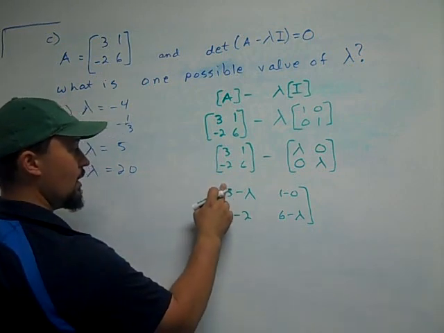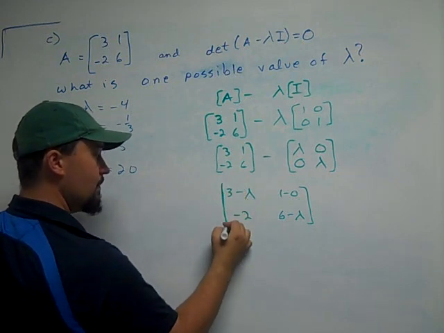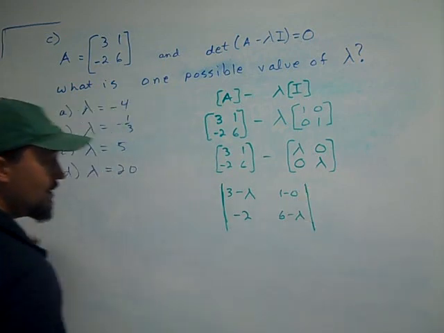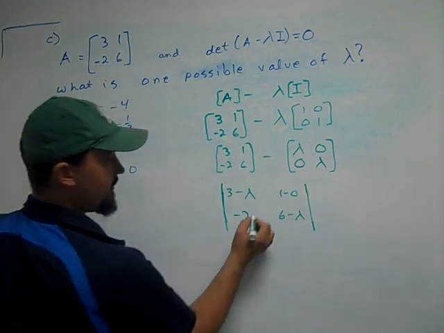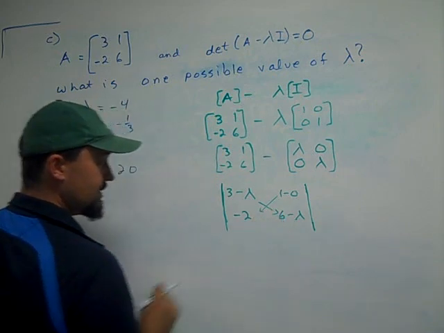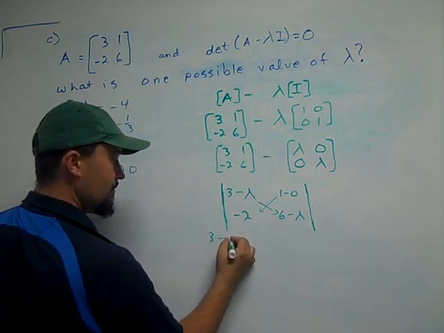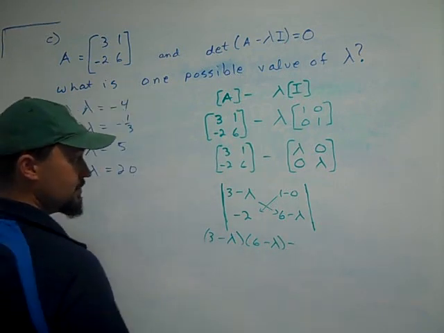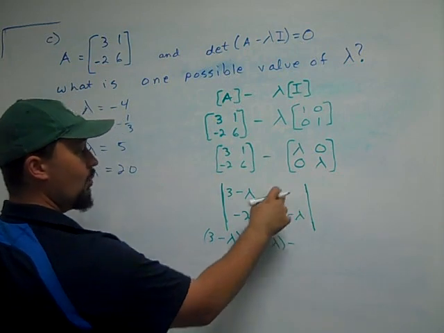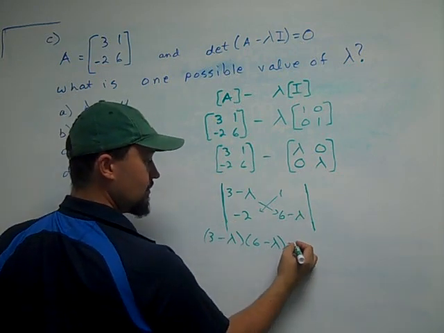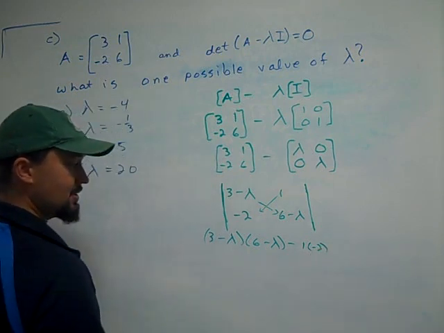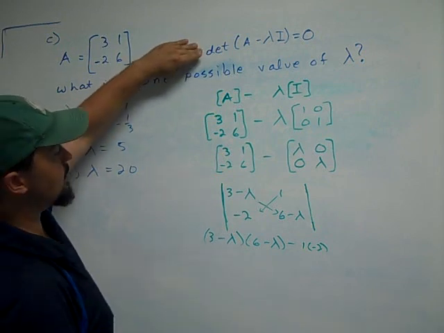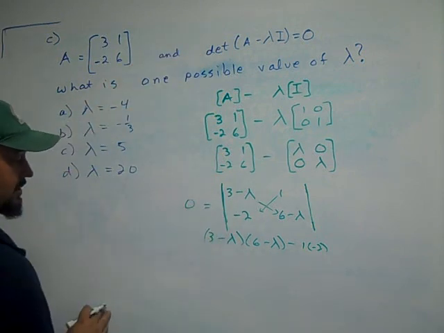So, I'll go ahead and change this from a bracket form to just straight lines, which you notice that now we're solving for the determinant. Recall it's of the form AD minus BC. So we have 3 minus lambda times 6 minus lambda equals, well, 1 times negative 2. So really, I'll go ahead and write out the extra step. Remember that we want the determinant to equal 0. So I'll go ahead and set this equal to 0.